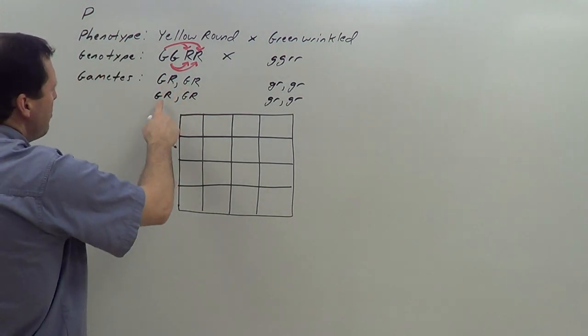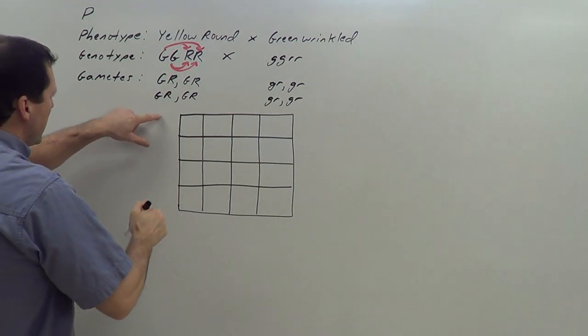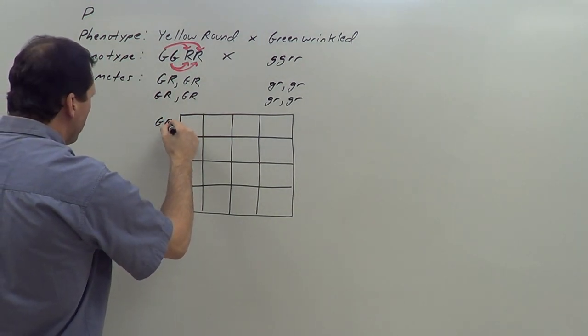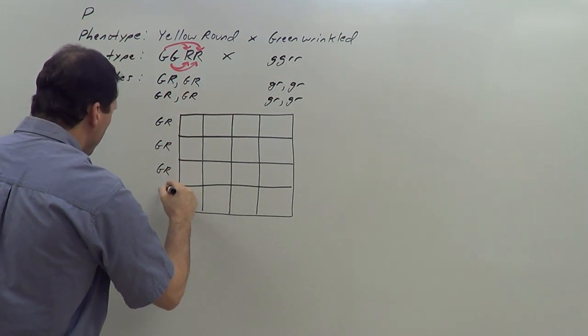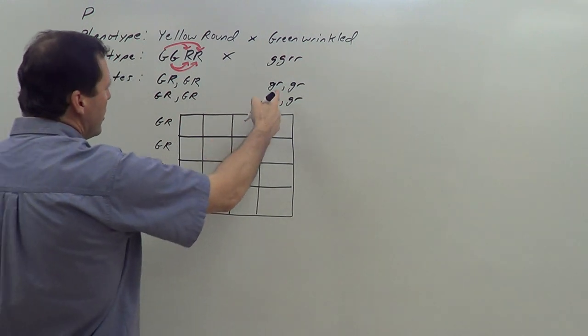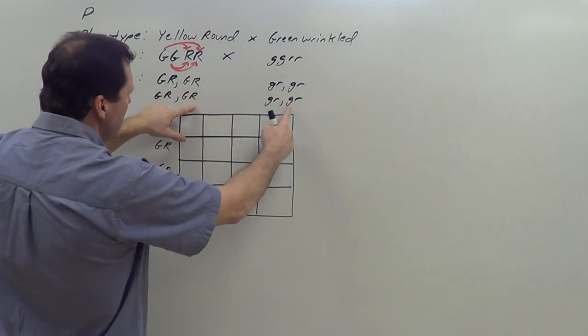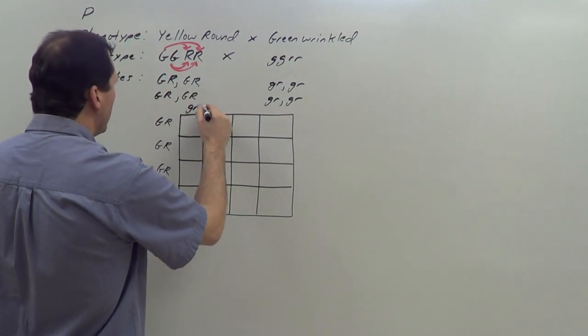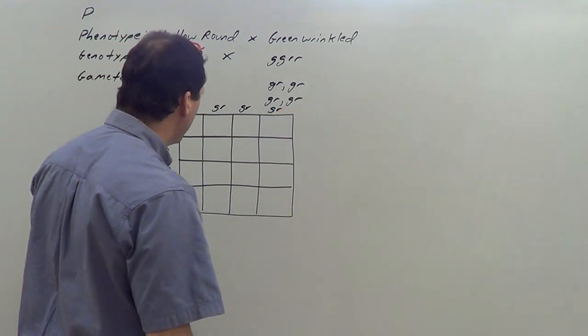Now I'm going to go ahead and put my gametes along this side. So capital G, capital R, capital G, capital R, same thing, same thing. I put these gametes along the top, all lowercase g and lowercase r.